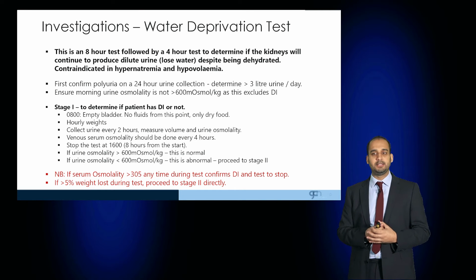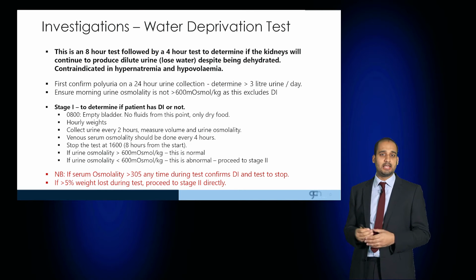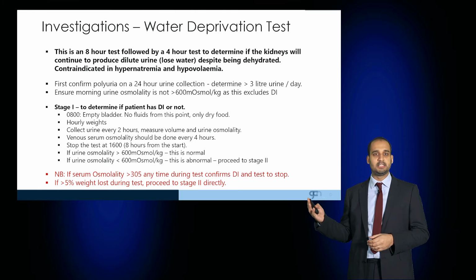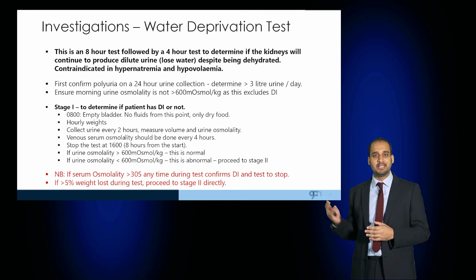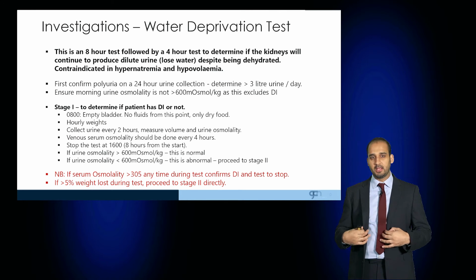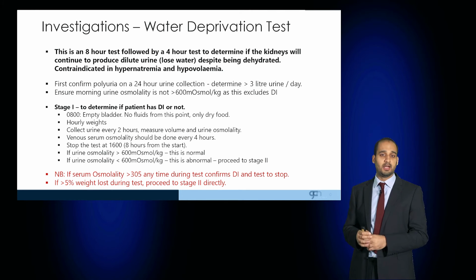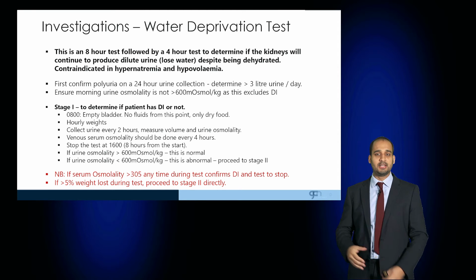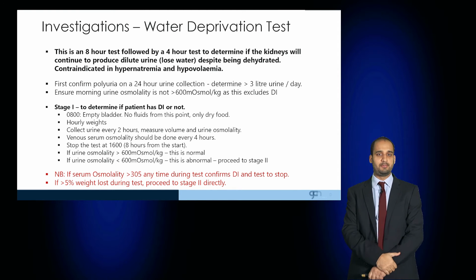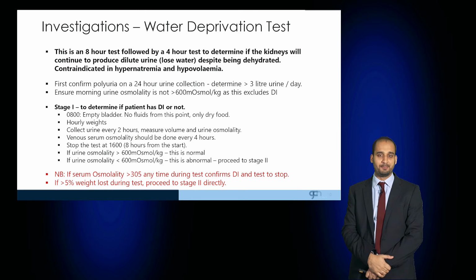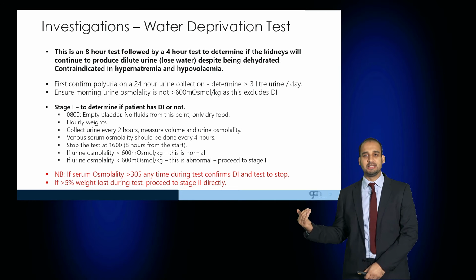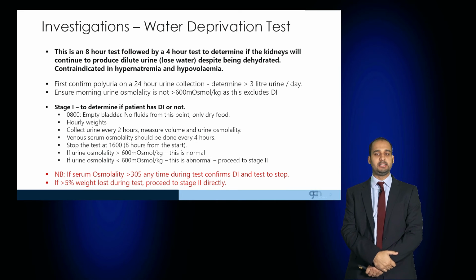So a water deprivation test can be performed. This is an 8-hour test followed by a 4-hour test to determine if the kidneys continue to produce dilute urine despite being dehydrated. This is contraindicated in hypovolemic patients. First of all, confirm polyuria on a 24-hour urine collection. Ensure that there's more than 3 litres of urine being produced a day. Ensure that the urine osmolality is not more than 600 milliosmoles per kilogram, because if the urine is this concentrated, it's unlikely the patient has diabetes insipidus.